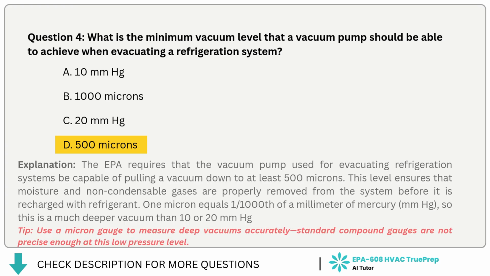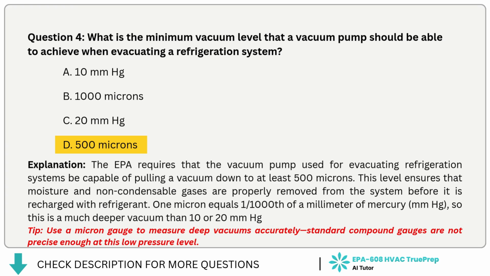500 microns. Explanation. The EPA requires that the vacuum pump used for evacuating refrigeration systems be capable of pulling a vacuum down to at least 500 microns. This level ensures that moisture and non-condensable gases are properly removed from the system before it is recharged with refrigerant. 1 micron equals 1/1000th of a millimeter of mercury, so this is a much deeper vacuum than 10 or 20 millimeters of mercury. Tip: use a micron gauge to measure deep vacuums accurately. Standard compound gauges are not precise enough at this low pressure level.